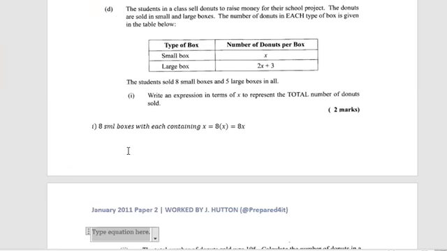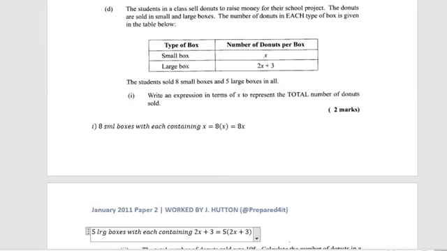And if I have 5 large boxes, with each containing 2x plus 3 amount of donuts, what would my total number of donuts be in my large boxes? 10x plus 15. So it will be 5 multiplied by 2x plus 3.